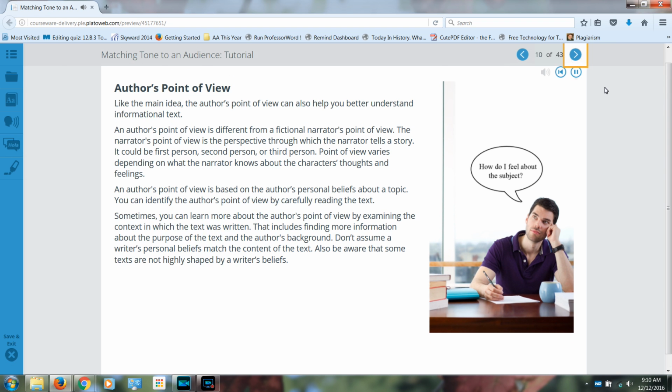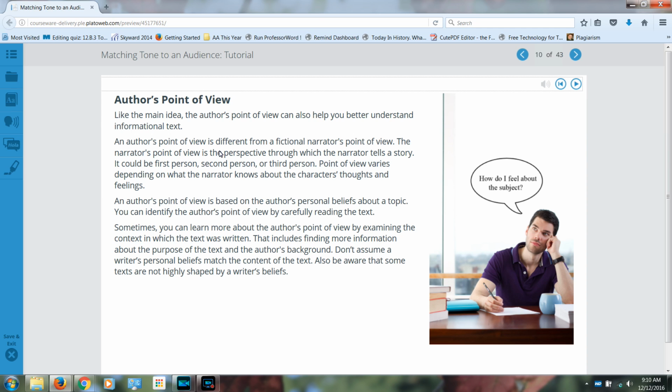And author's point of view, like the main idea. Like what I said earlier, this is the way that the author's telling a story. Now, authors tell stories in many different ways: first person, second person, or third person. It depends what the author wants you to know. If the author's involved in the story or the subject, it's in that first person. If he's not in the particular story and he's looking at it from another character's point of view, you can get that through the second person and the third person points of view.